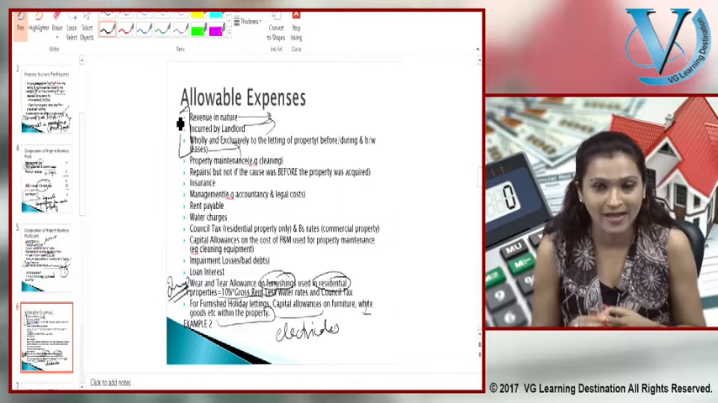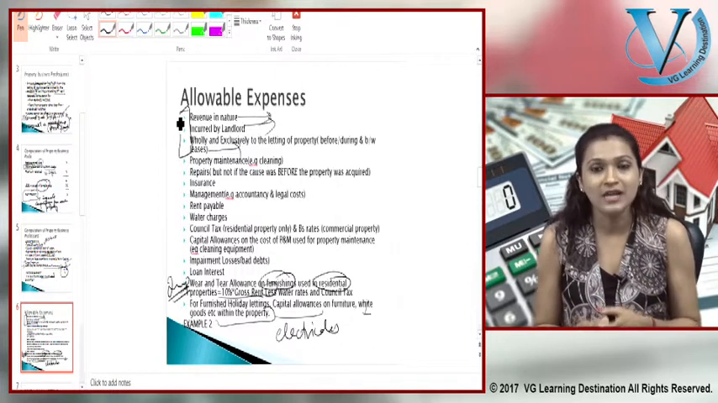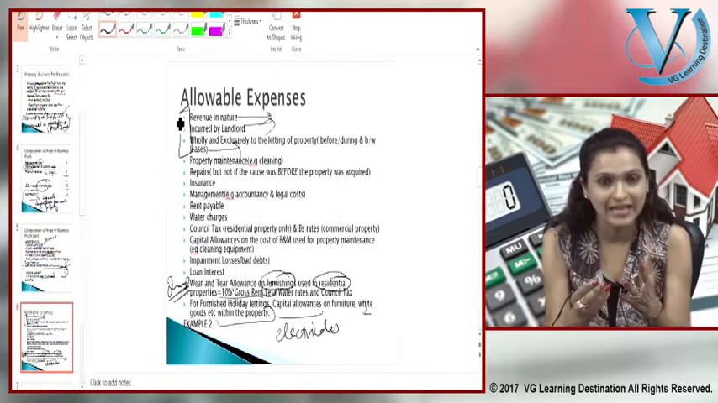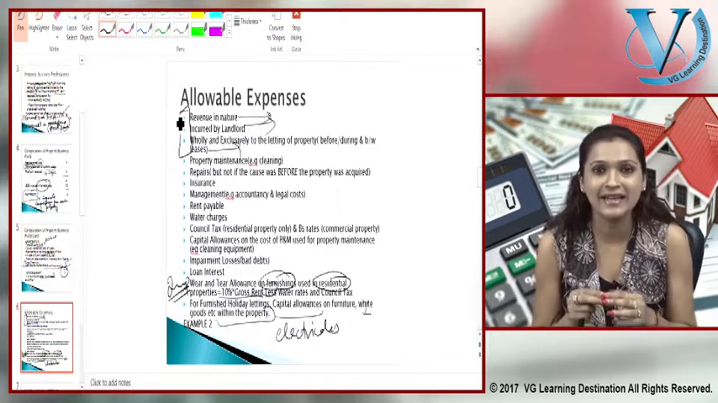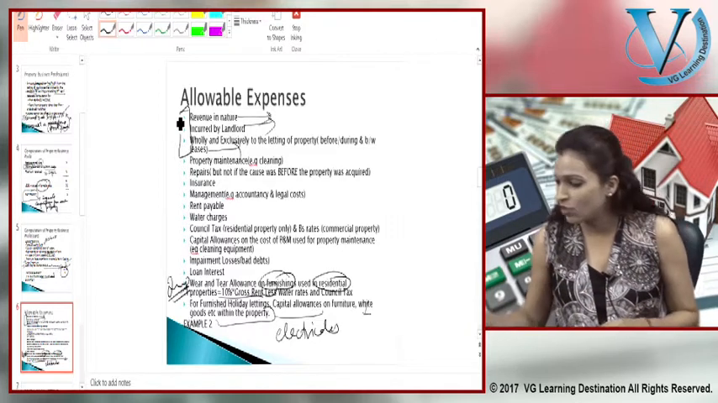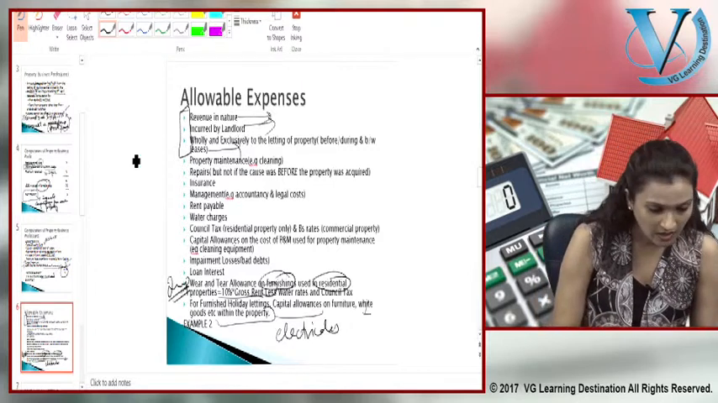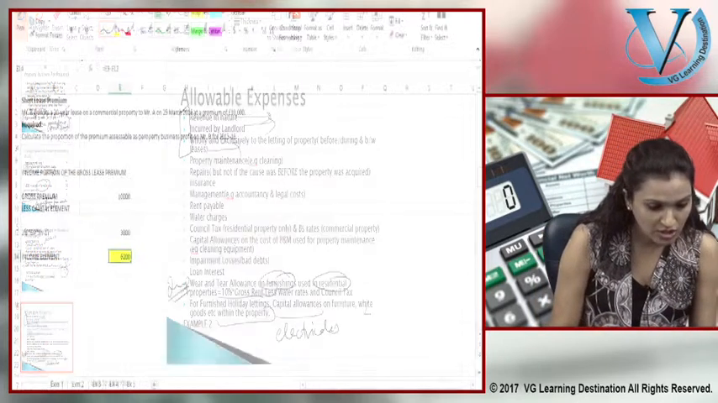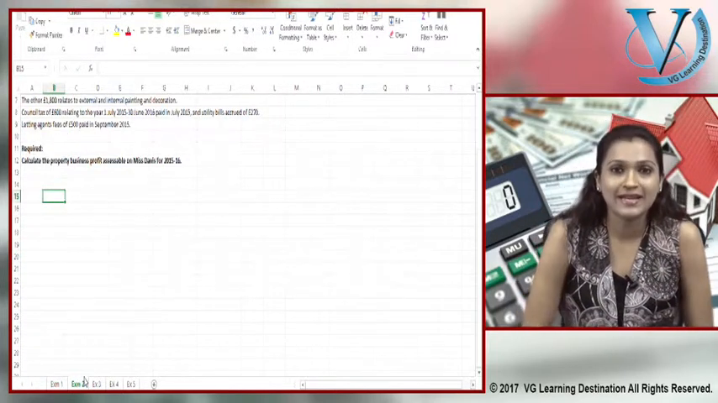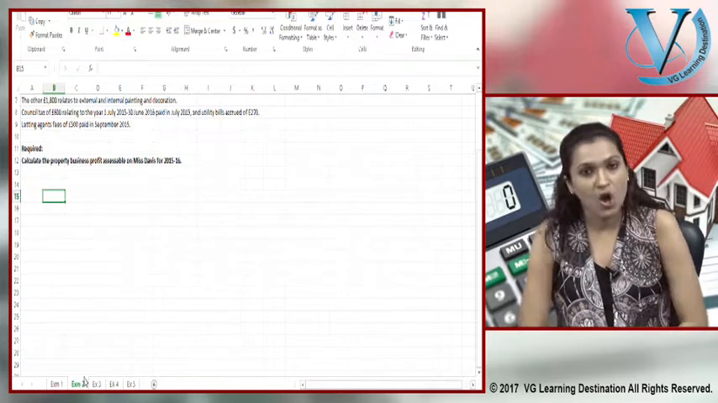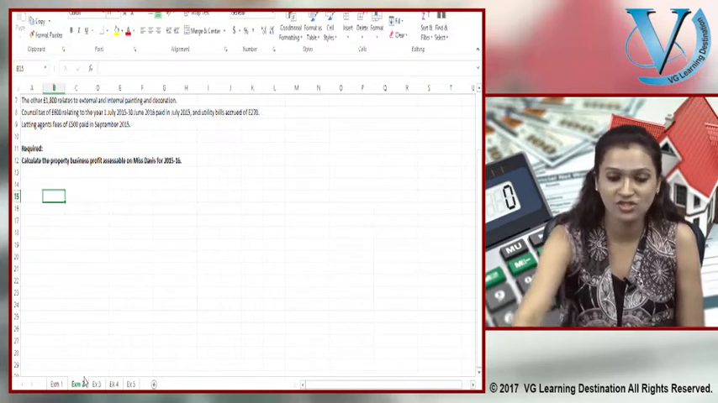The formula for your wear and tear allowance is what? 10% of your gross rent less what? You reduce your water, that is your utility, less your council tax charges to arrive at the wear and tear allowance. Let's have a look at this, how we need to calculate it with the help of an example. Let me open up an example for you so that we get good hands-on practice of how to calculate this wear and tear allowance, how to calculate the net profit of a property business. Let's have a look at the question.